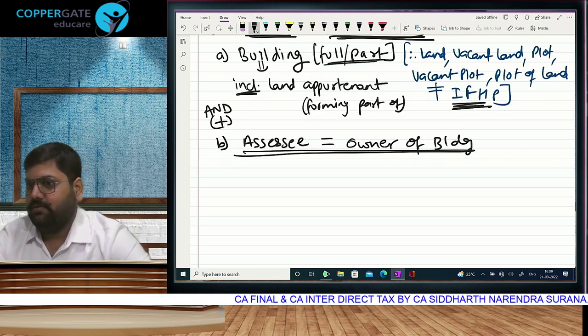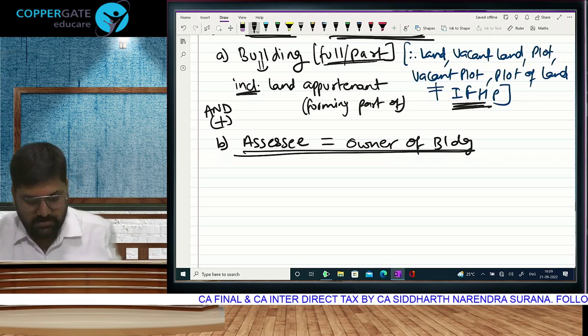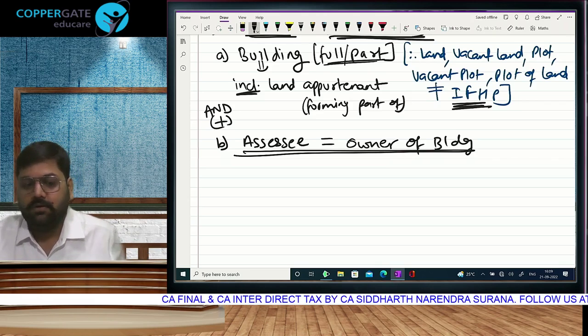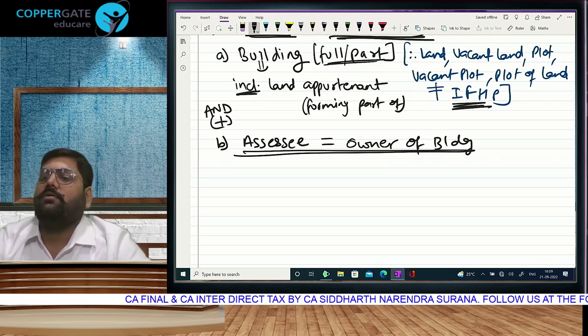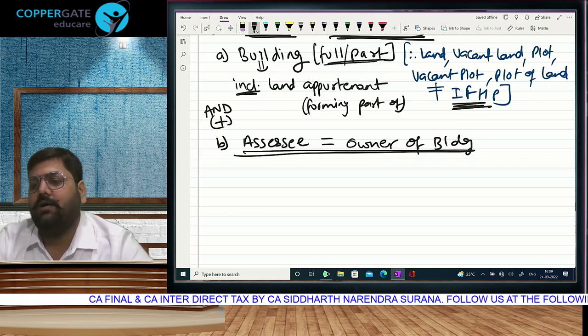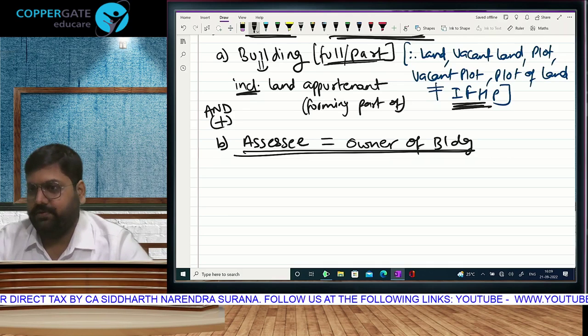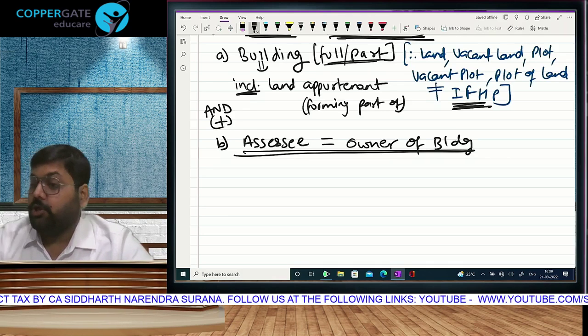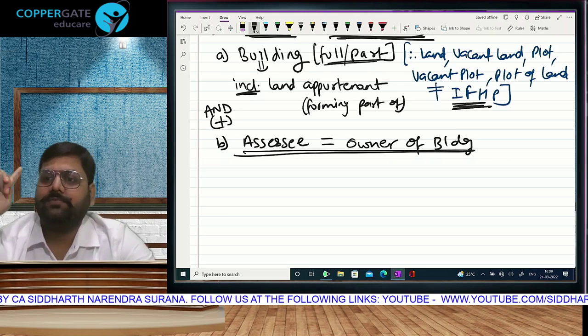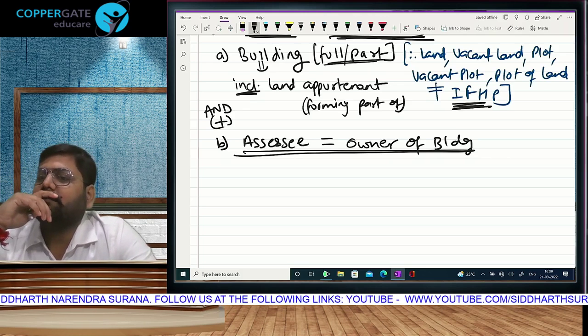But if you make a certain amount of profit on this. Say suppose I have taken a shop on rent. 60,000 is the rent I pay to the owner, and I am subletting it for 75,000-80,000. So the difference made, that's your profit. It's a building, first condition fulfilled. Second condition? I'm not the owner of it.